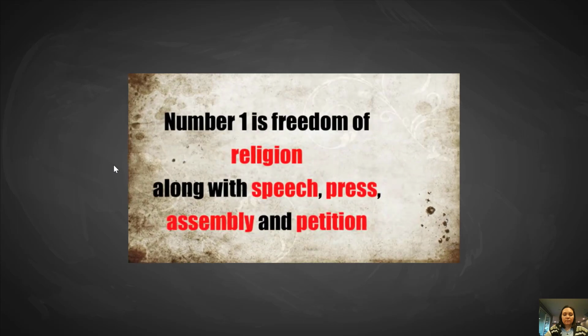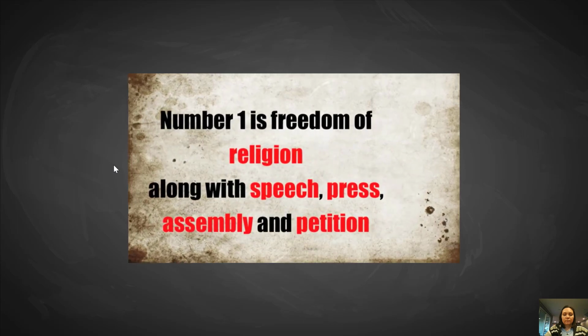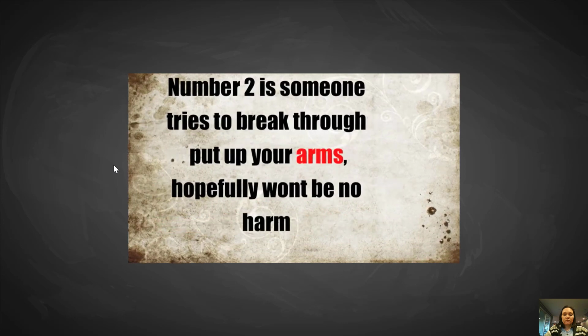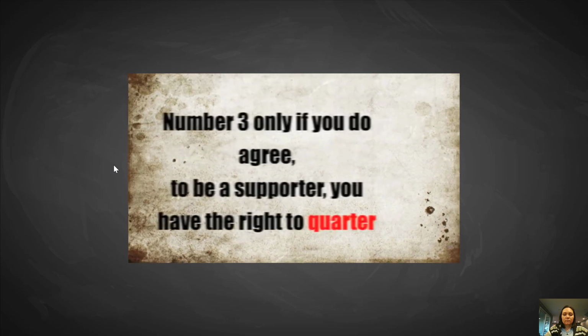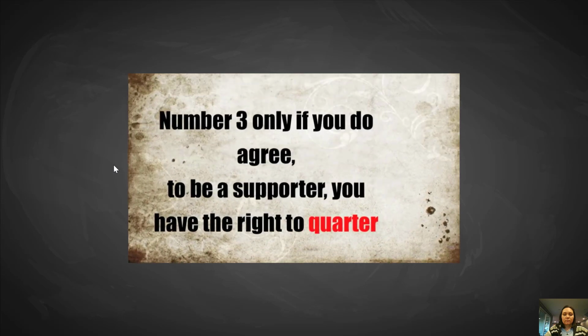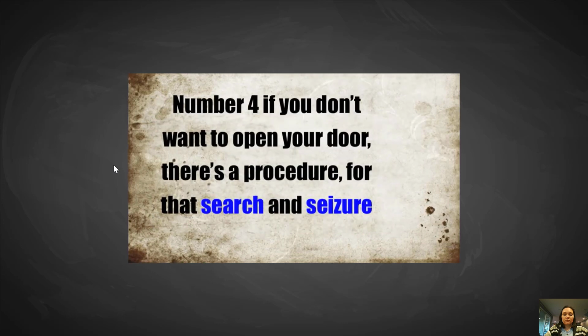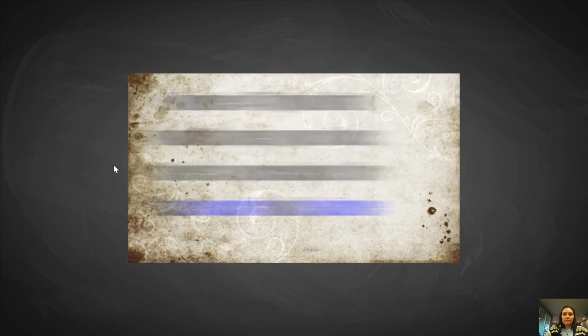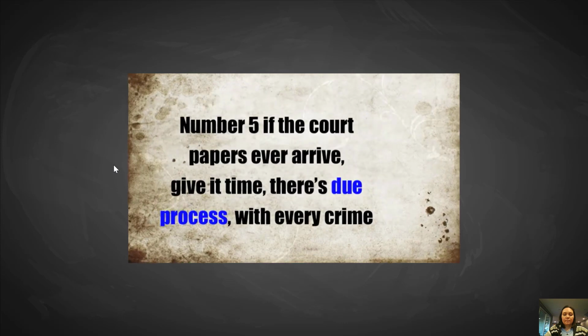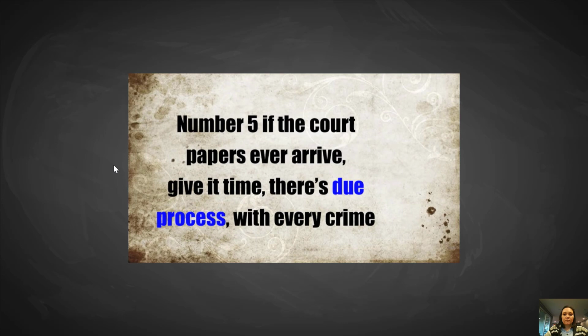Number one is freedom of religion, along with speech, press, assembly, and petition. Number two, if someone tries to break through, put up your arms, hopefully won't be no harm. Number three, only if you do agree to be a supporter, you have the right to quarter. Number four, if you don't want to open your door, there's a procedure for that, search and seizure.